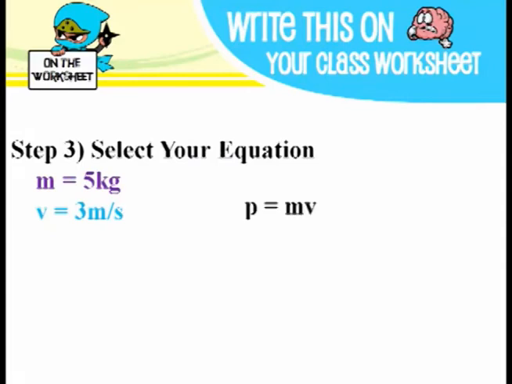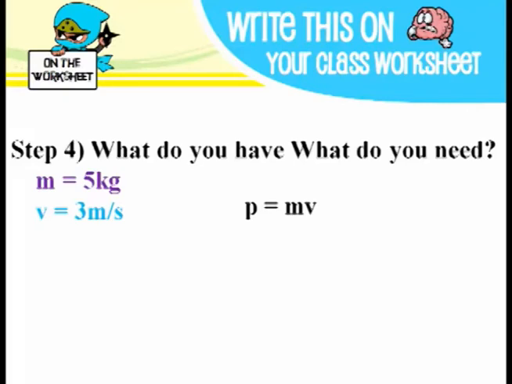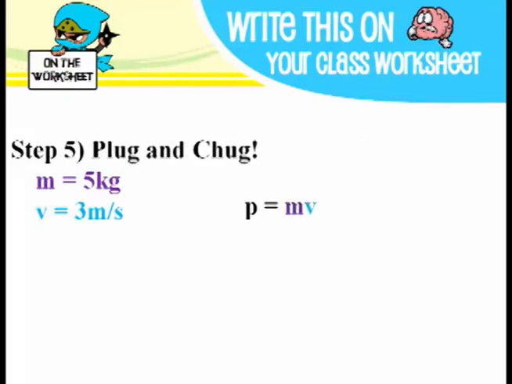Our equation is p equals mv, again all lowercase, and we just plug and chug. Mass times velocity will be 5 times 3, and that'll give us 15, and our unit is kilogram meters per second. Real simple.